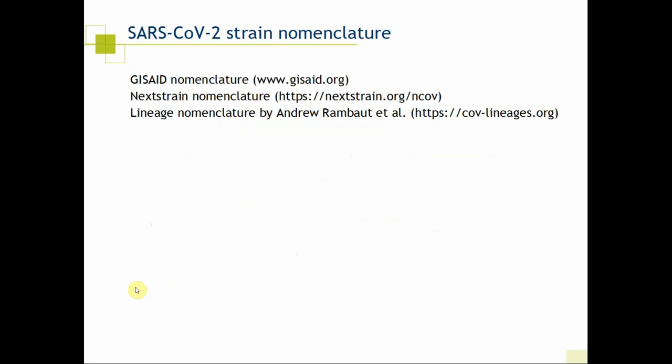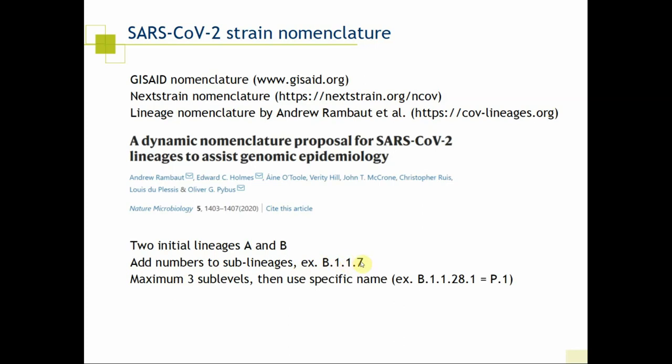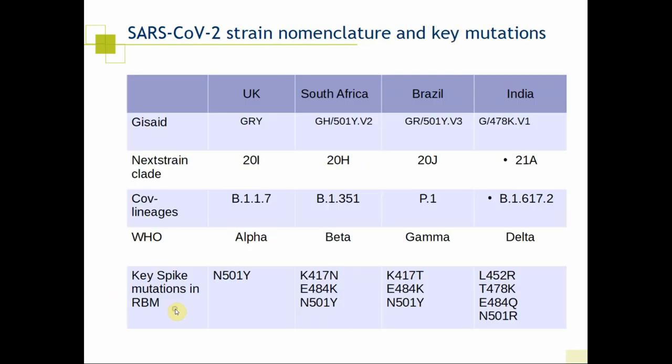Now, one of the problems with this is that each of the consortia working on this invented their own nomenclature for the virus strains. One that was proposed was from Andrew Rambaut, which was to give a name that reflects the phylogeny of the variant. So there are 2 initial lineages, A and B, and then we add numbers for the sublineages. So we go B.1.1.7. This was B.1, and then it split, and then the sublineage split. And then they say, okay, we'll just have 3 sublevels, and then a specific name. So that is one convention for naming different virus strains.